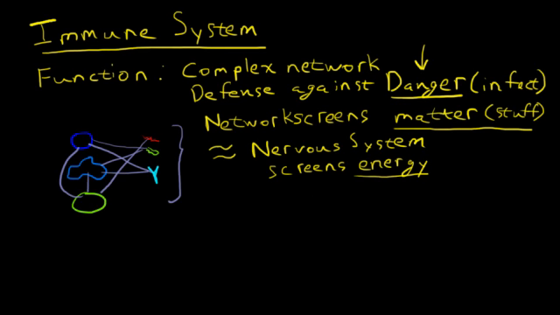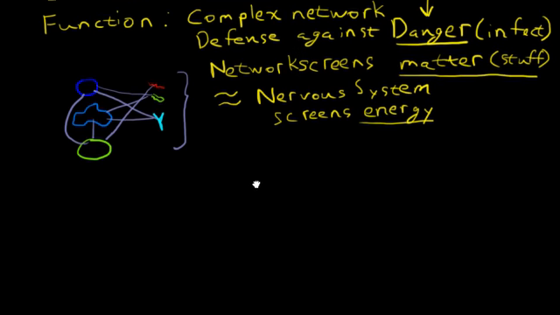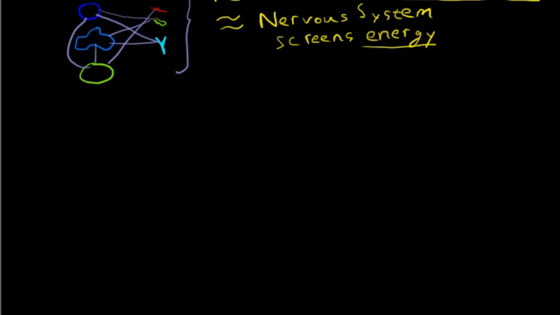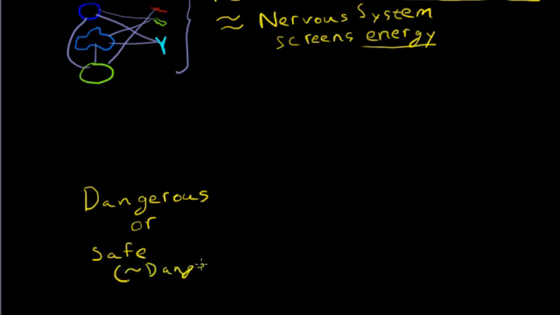So for the immune system, there's really only one question. And that question is, is what I'm in contact with now dangerous? Is it dangerous? Or is it safe? Meaning it's not dangerous. That's all the immune system cares about.